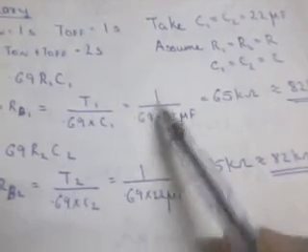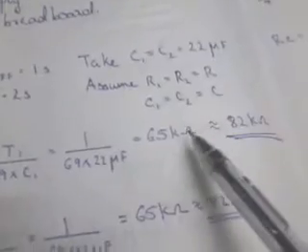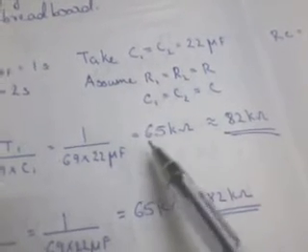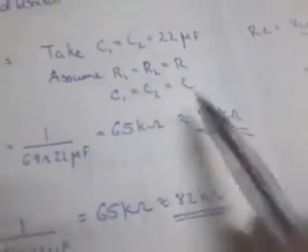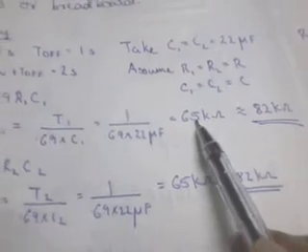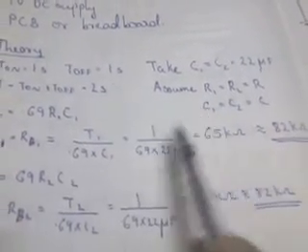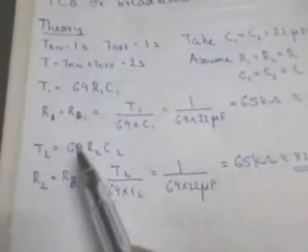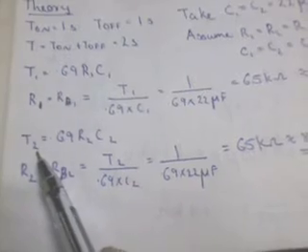T1 is 1 second, divided by 0.69 and 22 microfarad, and on solving this we get about 65 kilo ohm, and I have used 82 kilo ohm here. If you use 65 kilo ohm, you will get the time period accurately. This also you will get almost accurate.